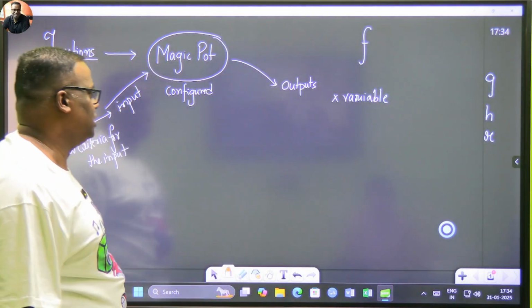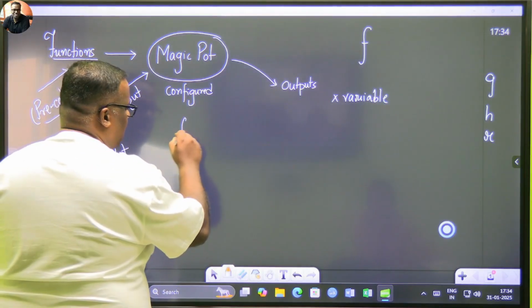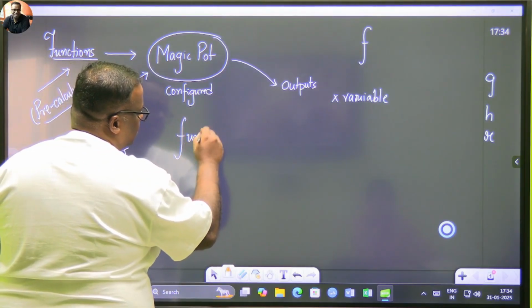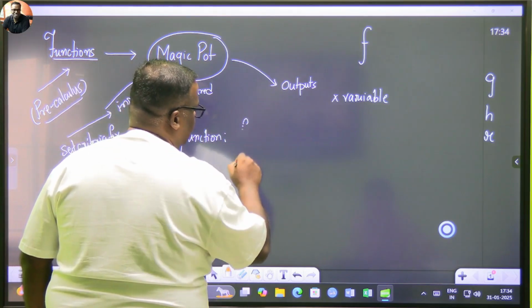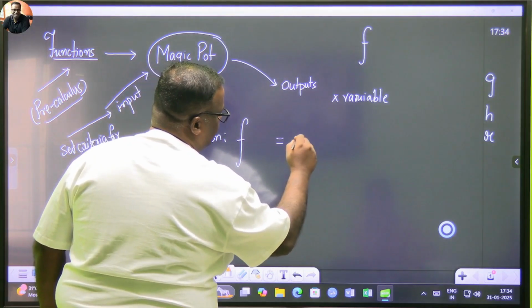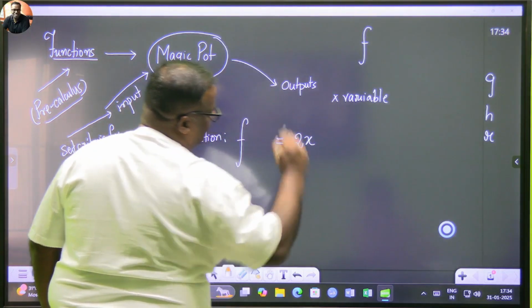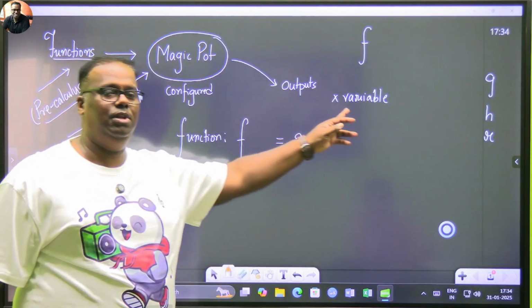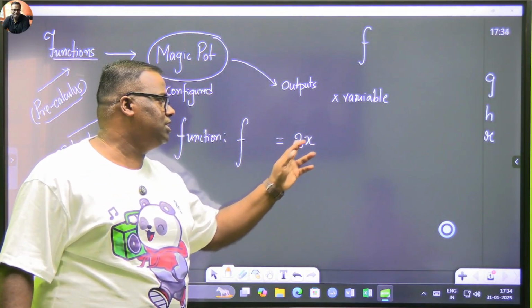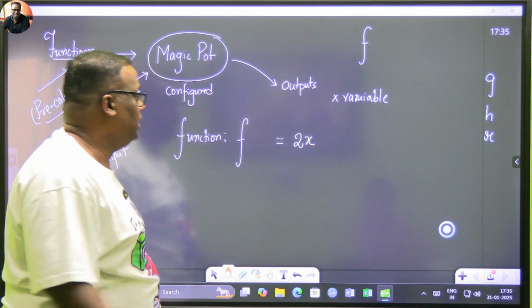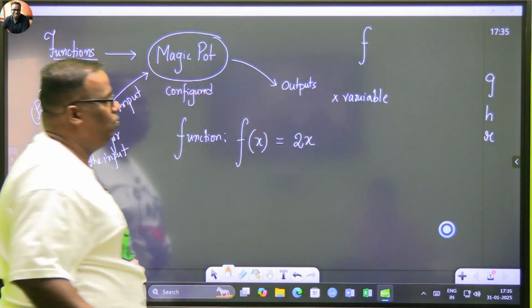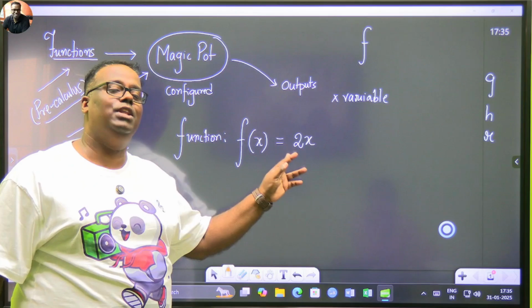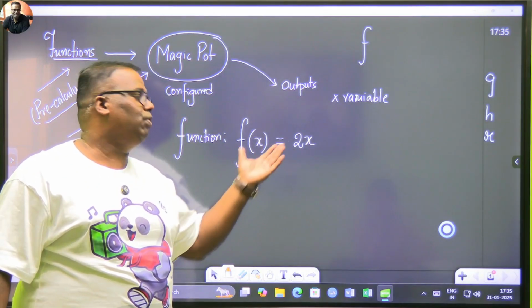Let us give a small example. Let us say I take a function where I define my function as 2x. So x is the variable, and you have massaged x with a scalar 2, and this is called a function in variable x. What did I write? A function in variable x, f of x.